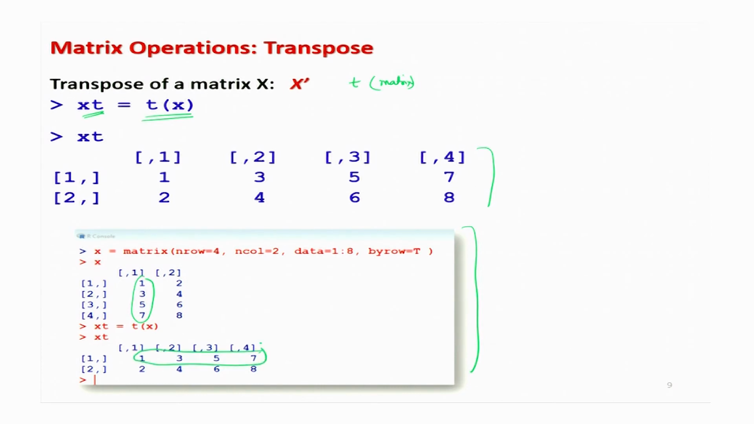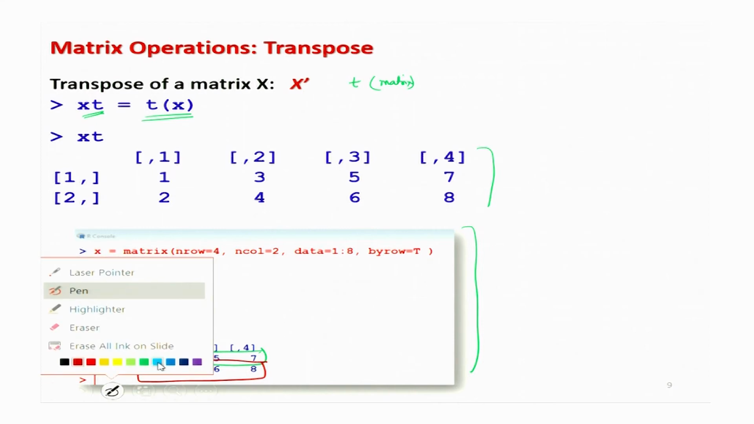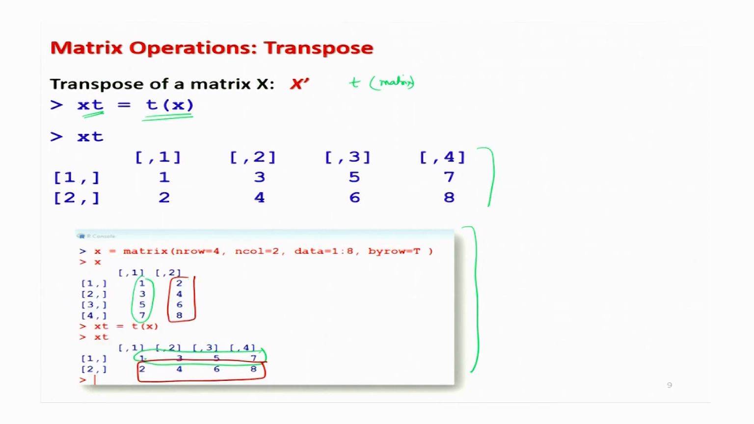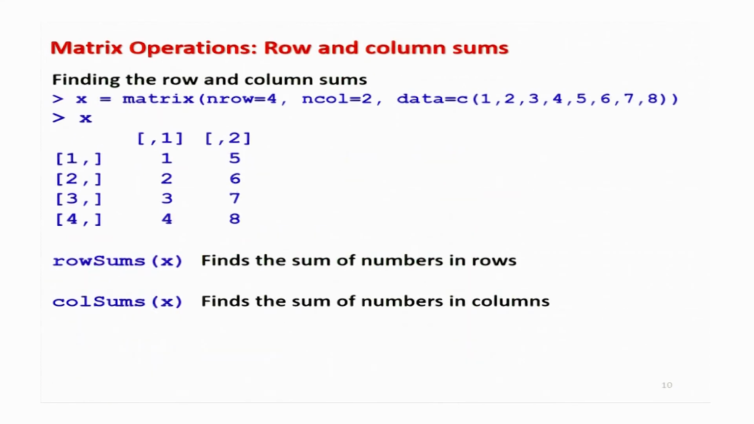First column becomes first row, and this second column, this is 2, 4, 6, 8, this becomes here a second row. So this is the transpose operation, and you can very easily do it in the R software. Similarly, in case you want to find out the sum of the values in the rows and columns, how to get it done?